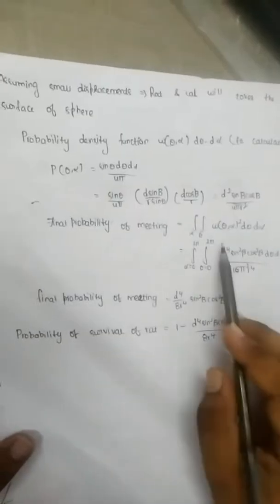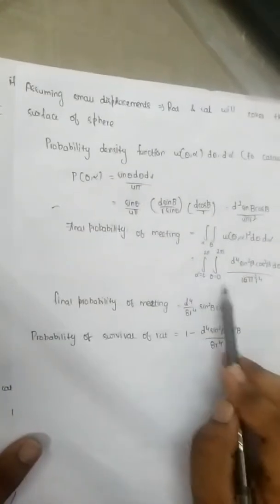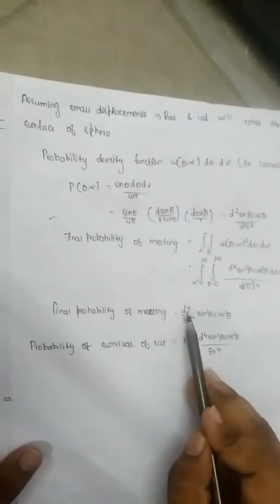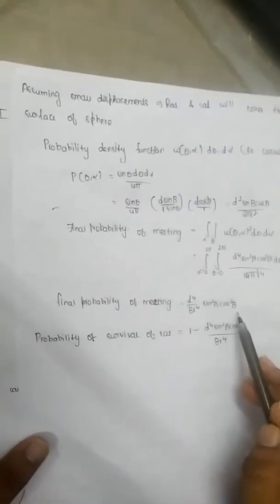Now we have to integrate over the complete alpha and complete theta. Omega of theta, alpha squared, d theta and d alpha: we have to integrate from 0 to 2 pi and 0 to 2 pi. So we get d power 4 by 8 r power 4, sin square by cos square beta.